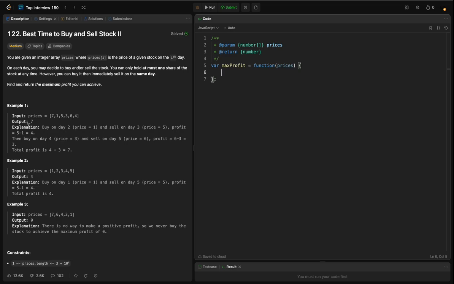For this one, the maximum profit will be 7, because we buy at day 2, which is 1, and we sell at day 3, and we make a profit of 4. Then we buy on day 4, which will be 3, and we sell again on day 6. On day 5 or 6 we have 6, so right now we will have 7.